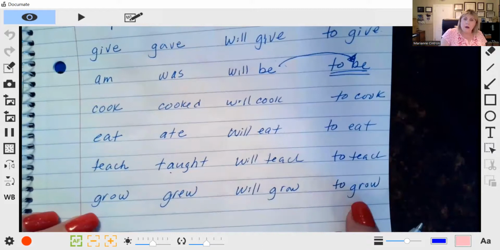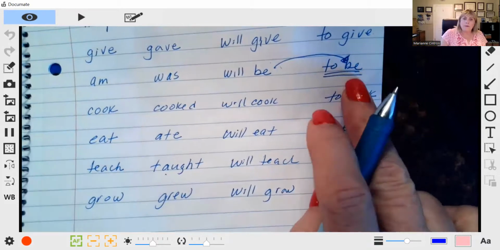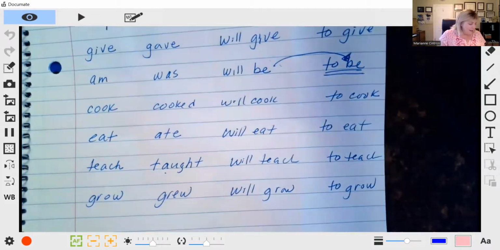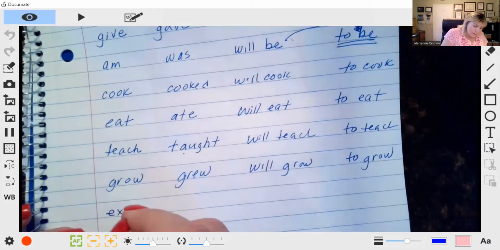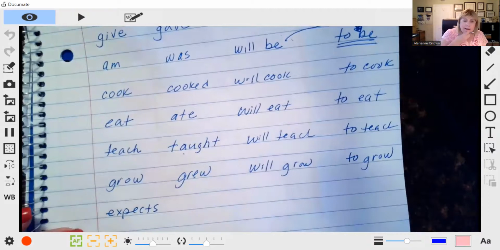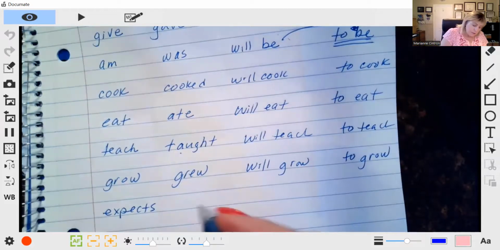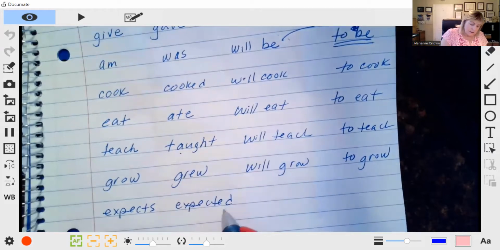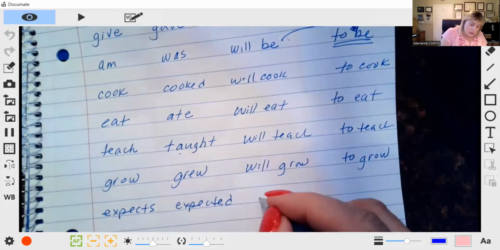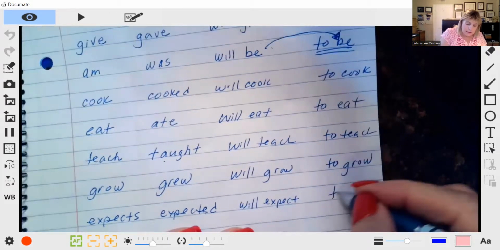Notice how all these infinitives match the present tense except for to be. That's really, really different. And last, I share with her the word expects. The reason I'm giving her this word is because it's on the worksheet for tomorrow. So the S goes away and it's ED for past tense, will expect, and to expect.